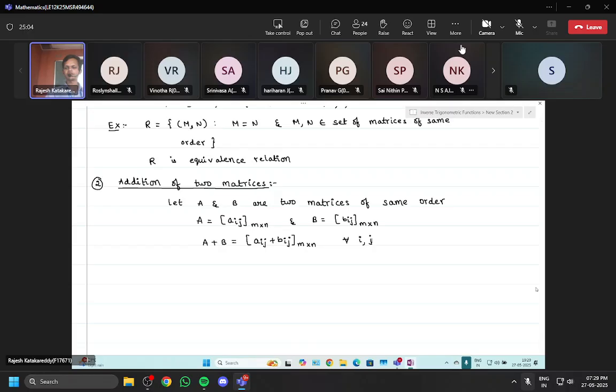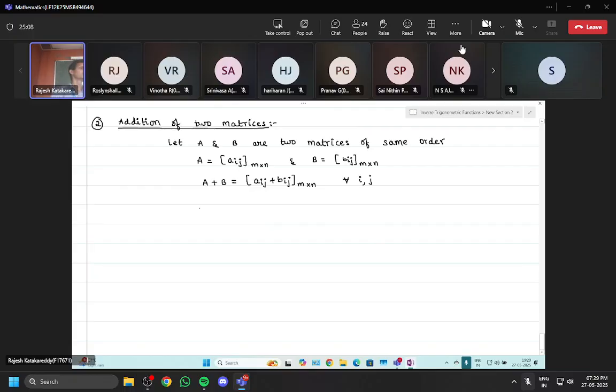You can add two row matrices. You can add two column matrices. You can add two rectangular matrices, but you need to make sure they are of the same order, or else it is not defined. Maybe if you want a small example, let us take a small example of second order.